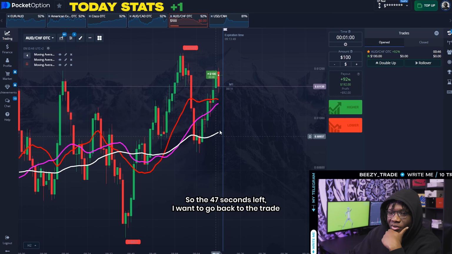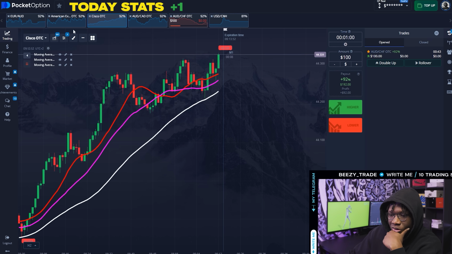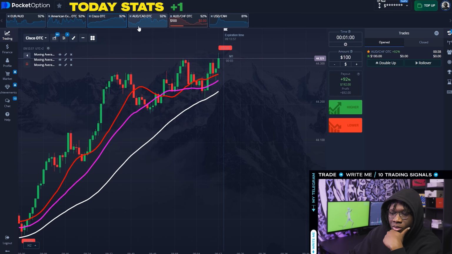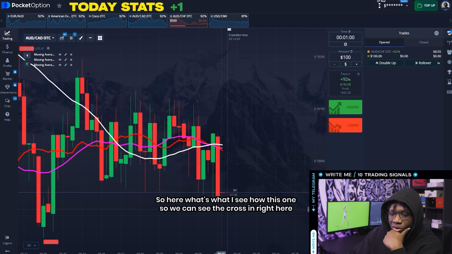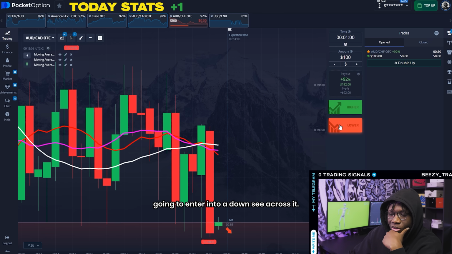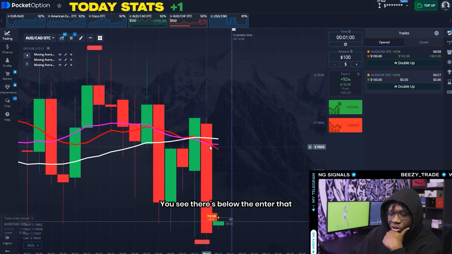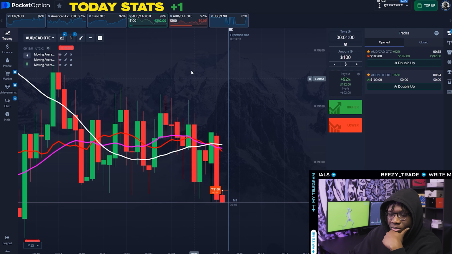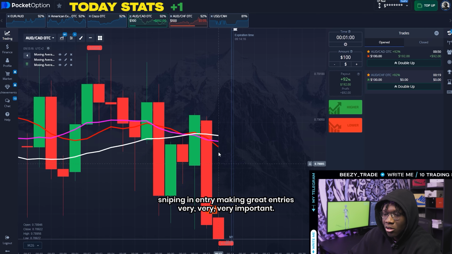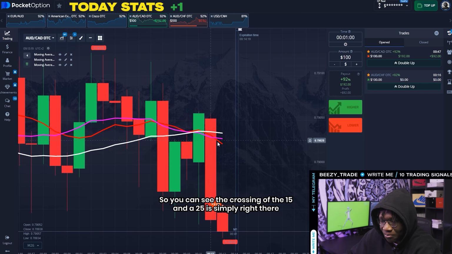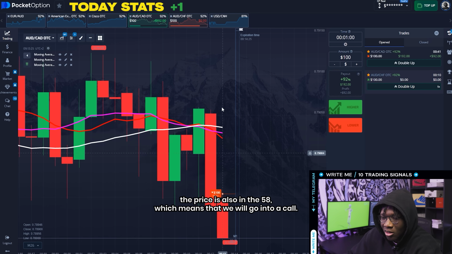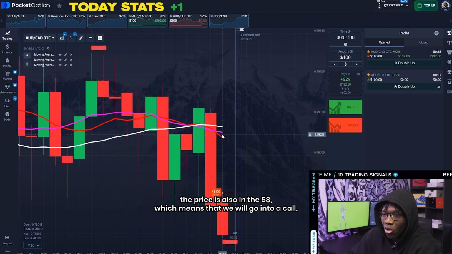So I've got 47 seconds left. I want to go back to the trade we were able to enter. Here, I just want to see how this market is doing. We can see the crossing right here, so I'm going to enter into a down. See a crossing, you can see it's below. We're able to enter that. So sniping an entry and making great entries is very, very important. You can see the crossing of the 15 and the 25 SMA right there, and we can see the price is also above the 50 SMA, which means that we will go into a call.